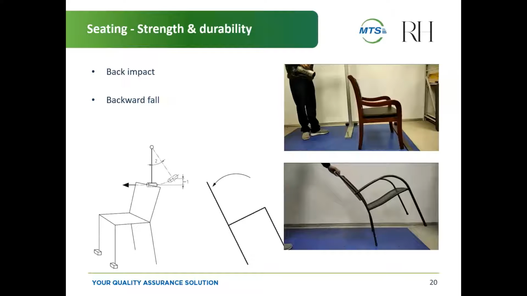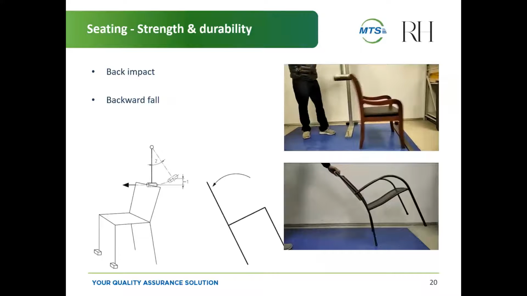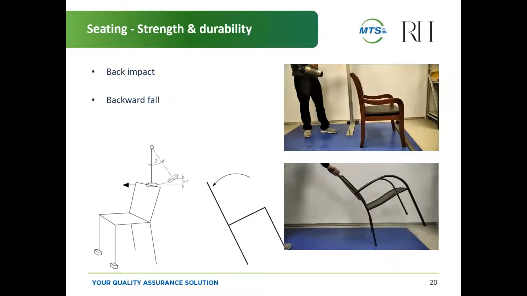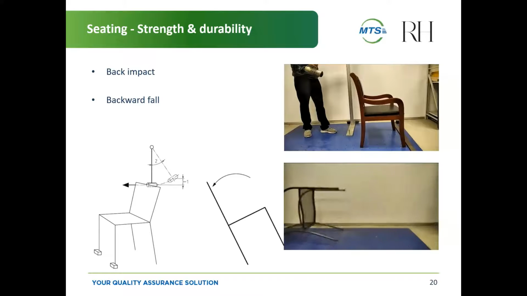The back impact and backward fall. So these tests, again, they're making sure that the chairs are stable, and they'll be hitting it with a weight as well from the back, just to make sure that there's not going to be any breakage if anything was to happen from behind. And you can see that runs through. And here they're holding it and determining the angle at which the tip over would be.